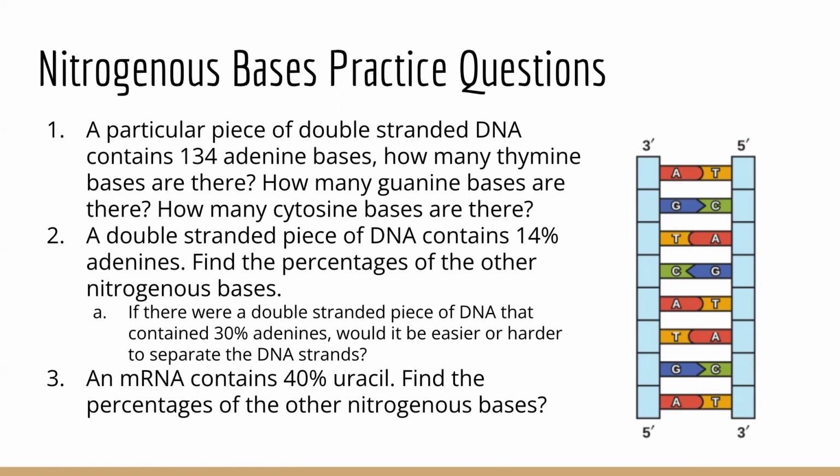Knowing this, is it possible to know how many guanine and cytosine bases there are? No. Exactly. We don't know the total amount of bases, so we can't tell how many guanine and cytosine bases there are. All right, this is basically the same question, but instead of a number, we say a percent. A double-stranded piece of DNA contains 14% adenines. What's the percent of the other nitrogenous bases? We just subtract from 100, so it would be 86%.